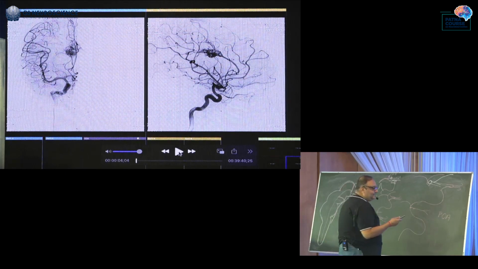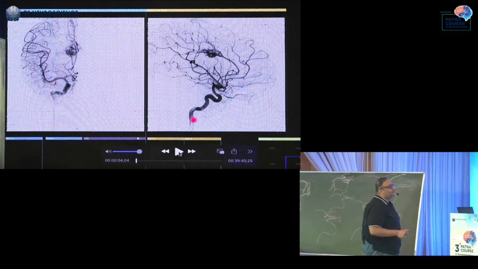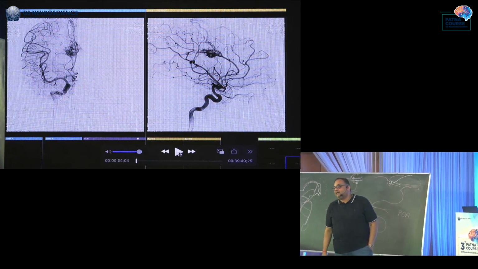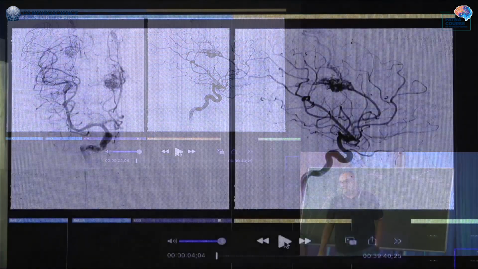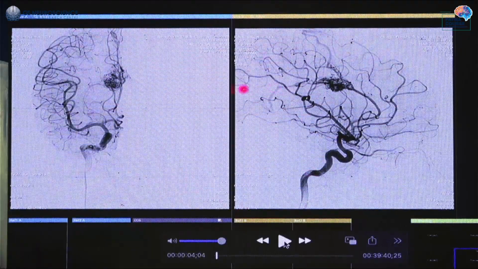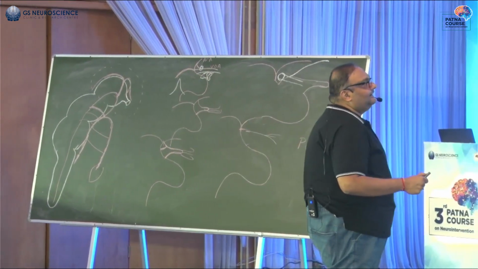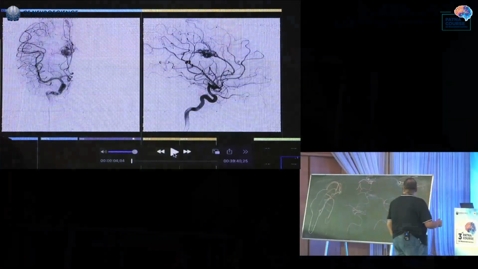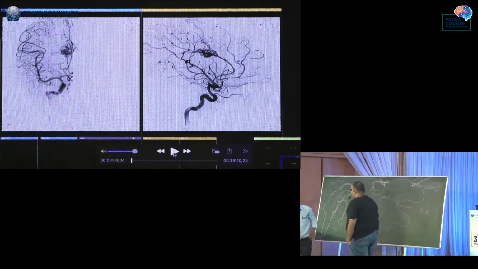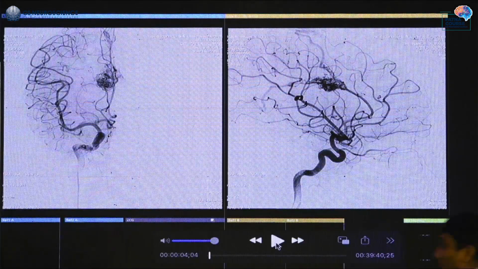So what I decided now is we will finish the session with a video demonstration of an AVM embolization of the corpus callosum. Now, corpus callosal AVMs are rare. They are less than 1% of all brain AVMs, and they are relatively difficult to treat as well. If you look at the corpus callosum, I'll draw a couple of images of the corpus callosum to try and illustrate what exactly I'm talking about.